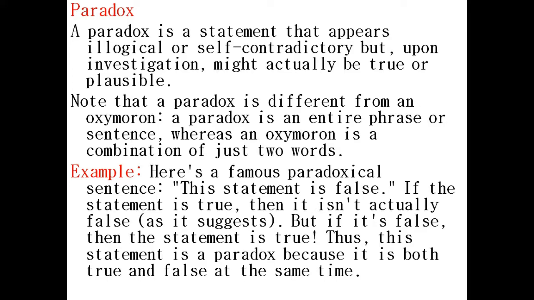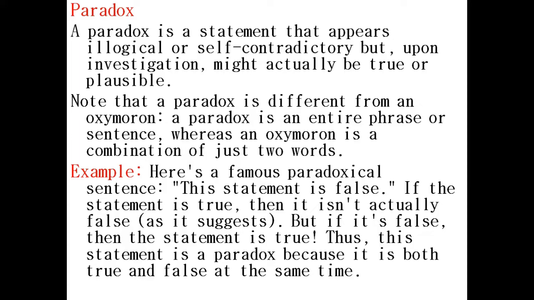So in oxymoron and paradox, the difference is that a paradox is an entire phrase or sentence, whereas an oxymoron is a combination of just two words. So oxymoron, two words, just a combination, and paradox is a complete sentence. That is the difference between the two. Example: here is a famous paradoxical sentence. In inverted commas, you can see: this statement is false.